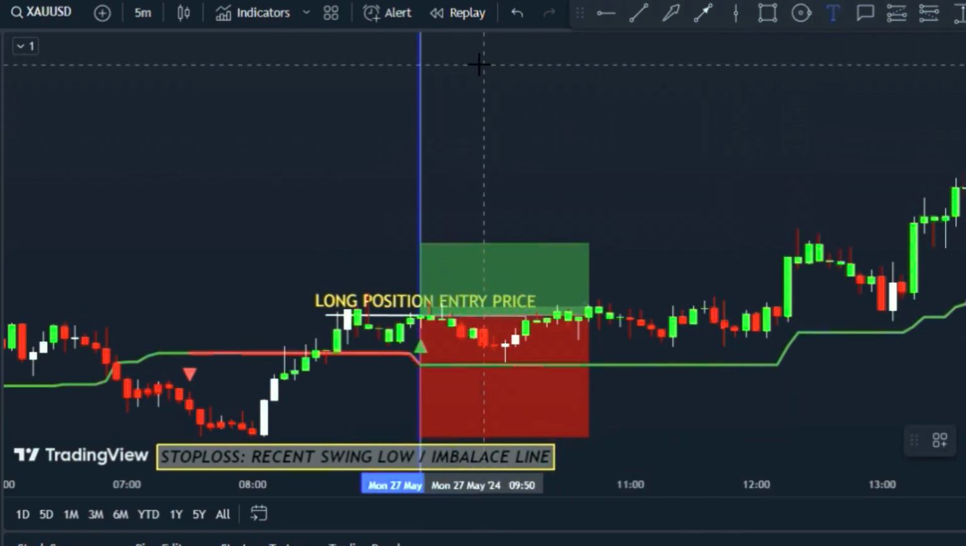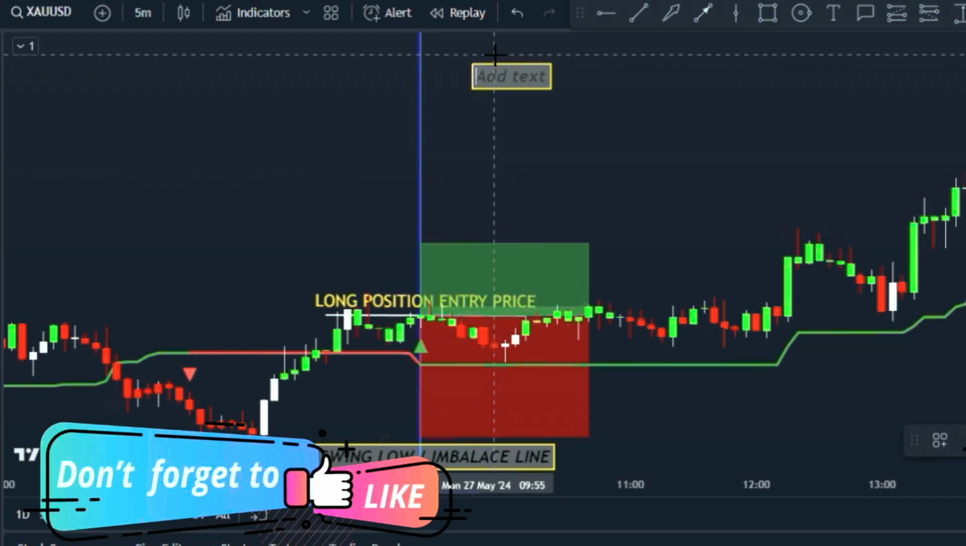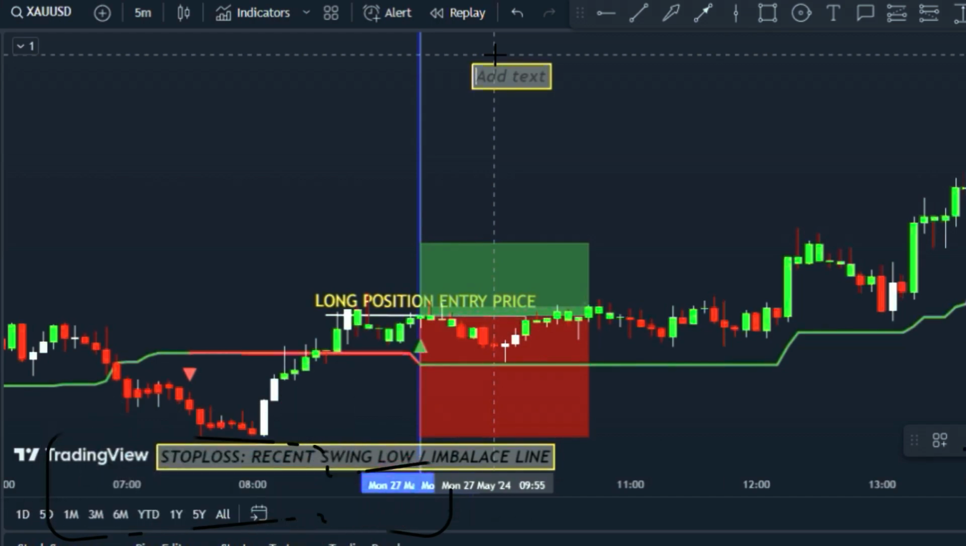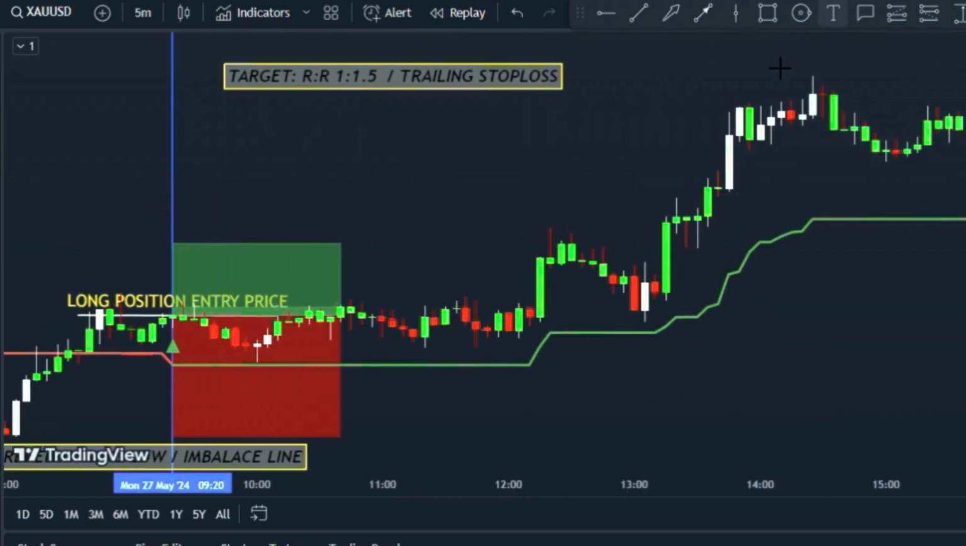When it comes to exiting your profitable trade, you have two solid options. Option 1. Trailing a stop using the Balance Algo indicator line. This dynamic approach allows you to adjust your stop loss as the market moves in your favor, protecting your profits while giving it room to grow. Option 2. Set a take profit target at 1.5 times the distance between your entry and stop loss level.